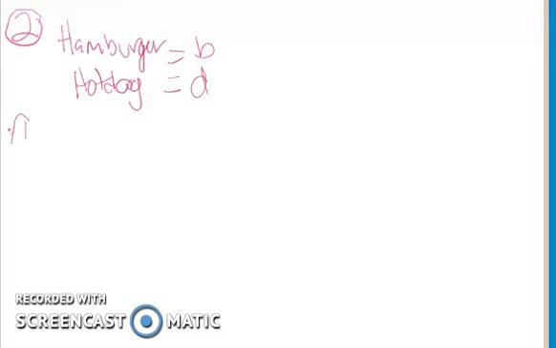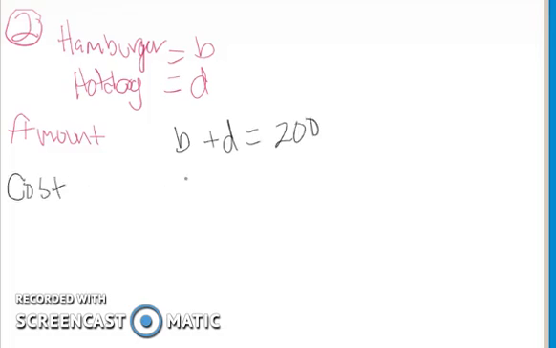My first equation is my amount, how many hot dogs were present. So we actually had hamburgers plus hot dogs, and there was a total of 200 that were sold. That's a lot. Then there's a cost equation. The hot dogs sold for $2, so $2 for a dog, and the burgers were sold for $3 a burger. And they made a total of $580.